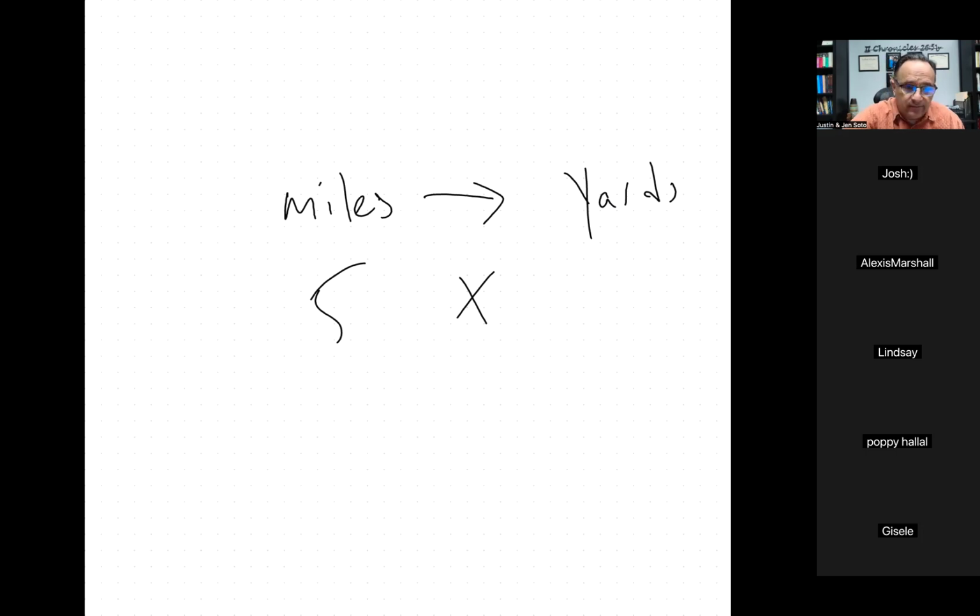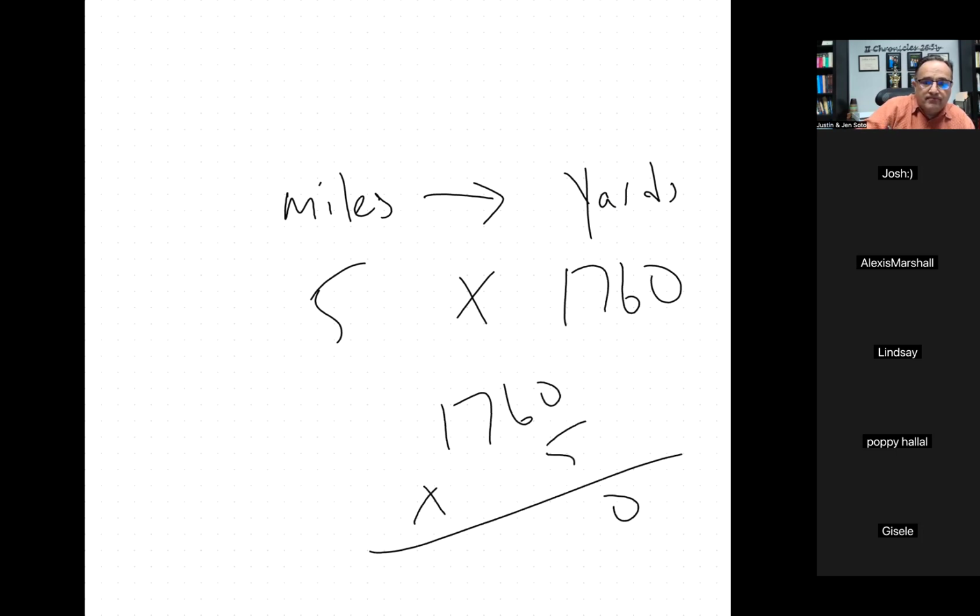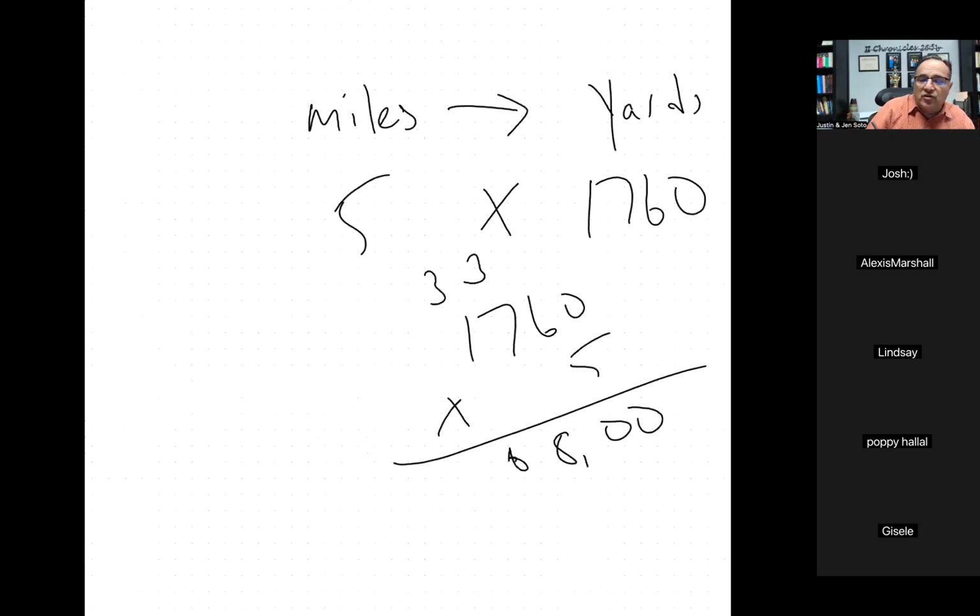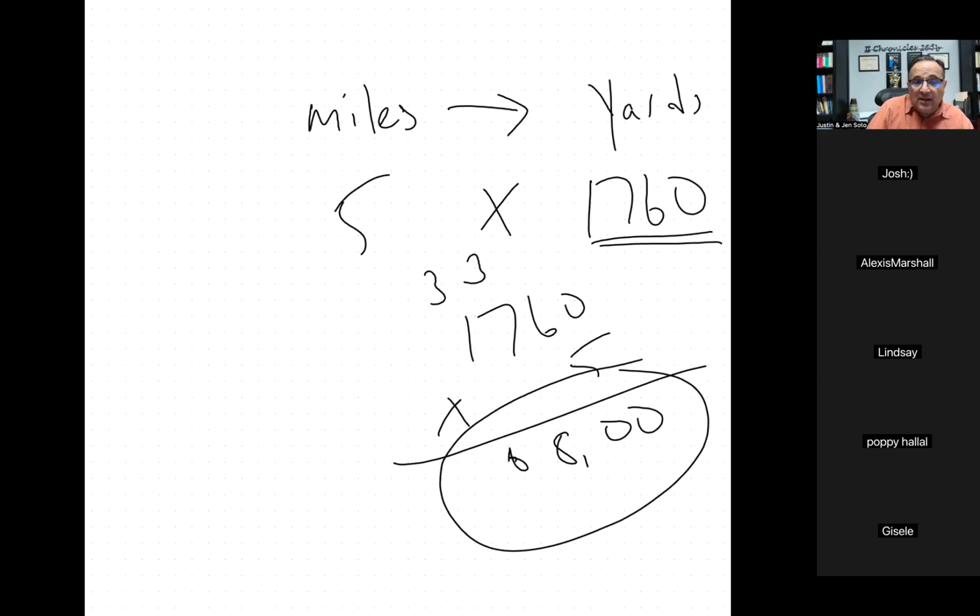You can send it to the chat. I'm going to start working on it right now while you're still working. And that should be the answer that you get. There's 5 miles, and for every mile, there's 1,760 yards. So 5 times 1,760 is 1,760 times 5 is 8,800.